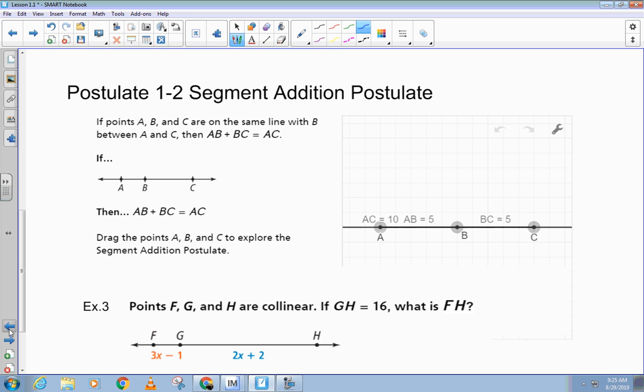Okay? And so if you have 3 points that are on the same line and 1 point is between the 2 others, then I can take the length of that first part plus the length of the second part, and it's equal to the entire segment, which kind of makes sense, right? It's like the whole is equal to the sum of its parts. Okay, so this first part plus the second part equals the whole thing. Now, I'm going to show you this.